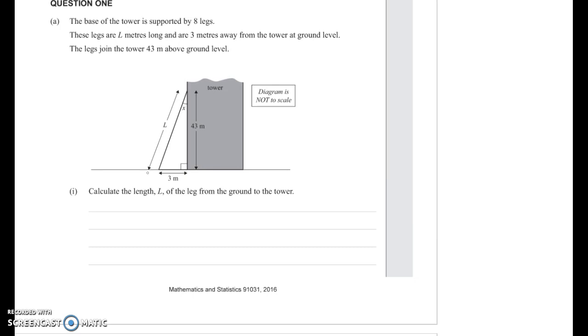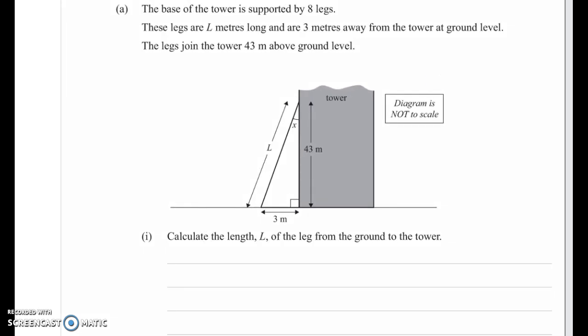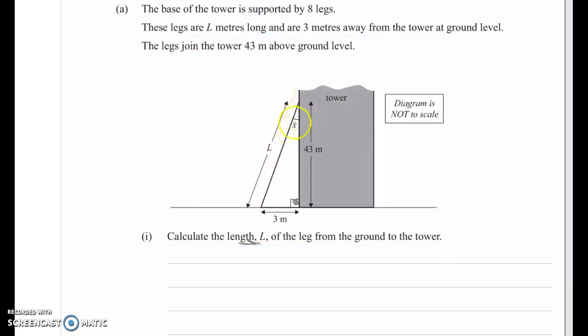So just having a look at this, I want you to first of all think, what are we given here? Looking at this diagram, what can you see? I'm hoping you notice you've been given this little right angle here. So we've got a right angled triangle. We've got an angle over here that I'm trying to find. I've also got a side that I'm trying to find. Now, obviously, the first question is specifically asking, calculate the length L. So we are wanting to know what that length L is.